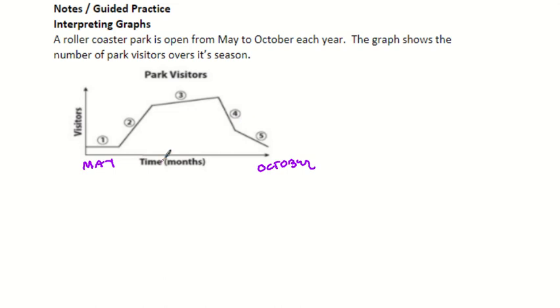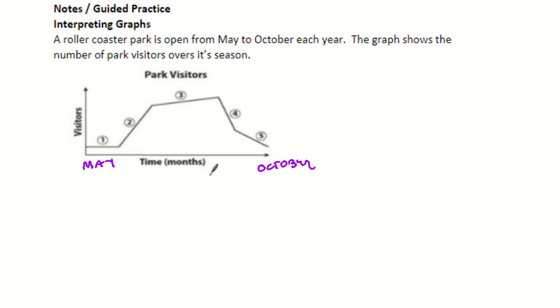The graph shows the number of park visitors over its season. Here are the number of visitors, and here's how much time passes. So early on in May, there's not a lot of visitors. Then later on, June, July, August, September, and then October's here. Maybe in June, we have a pretty gradual increase from not a lot of visitors to a lot of visitors. Then it's at its peak and it's still going, and then it dips down. And by October, there's definitely not a lot of visitors.